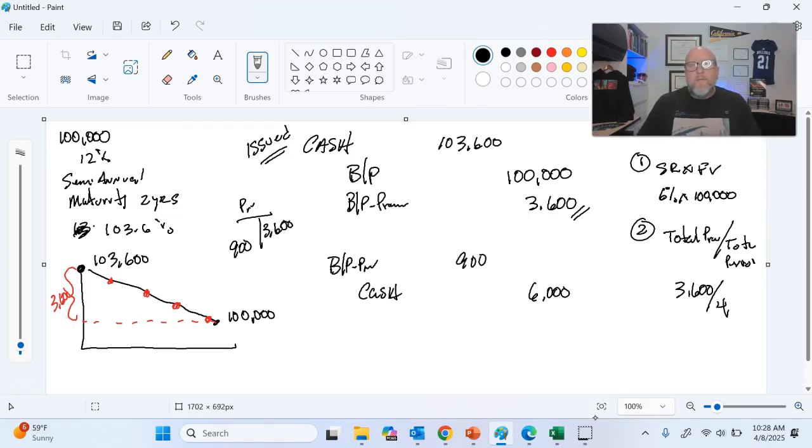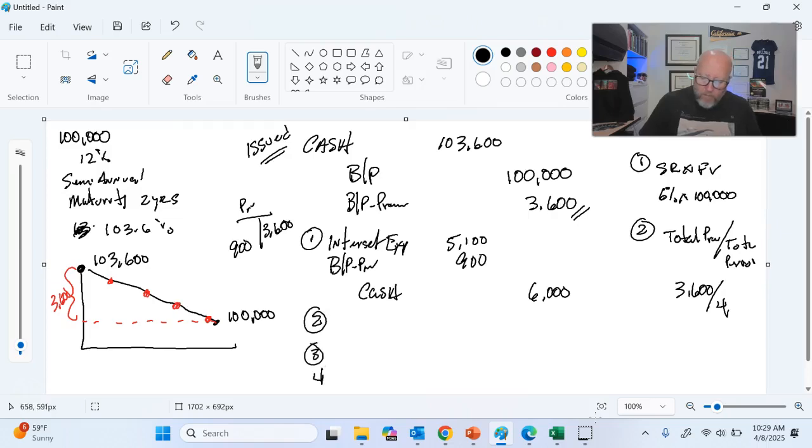And then the interest expense is the plug. The last thing I do is calculate interest expense so the journal entry makes sense. So I've got 6,000 in credits and I need 6,000 in debits, and therefore 6,000 minus 900 is 5,100. That's what the journal entry looks like. And it will be this journal entry for all 4 interest payments. It's going to be the same thing.